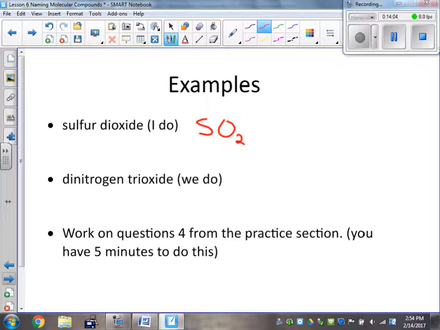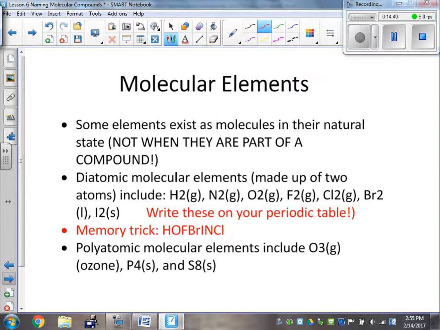Dinitrogen, that's N2. Remember that prefix goes with nitrogen, so they go together, N2. Trioxide. You'll like it. O3. Trioxide. Okay? Good? So that's all you need to do. Dinitrogen, N2. Trioxide, O3. Okay? All right.